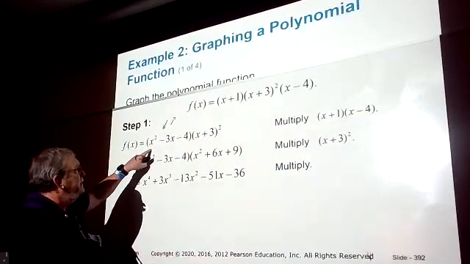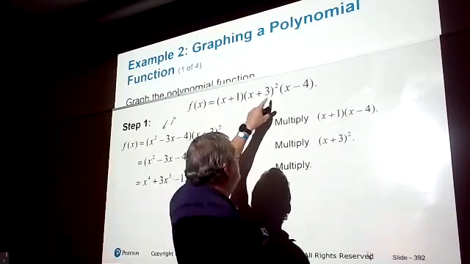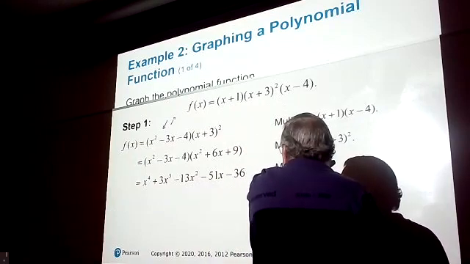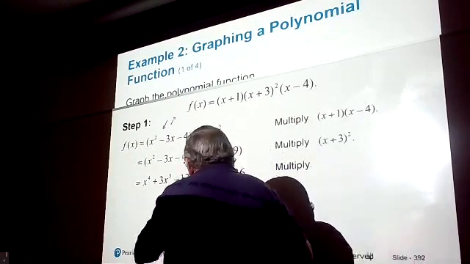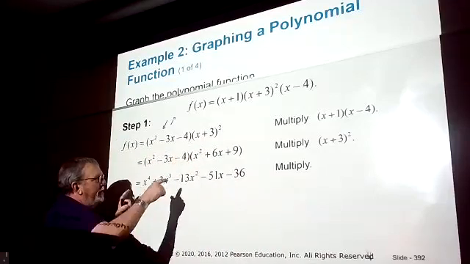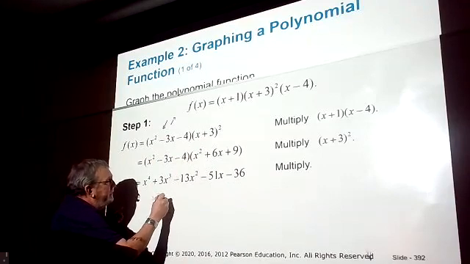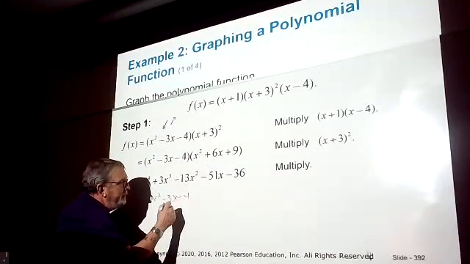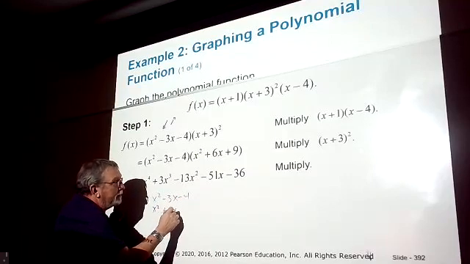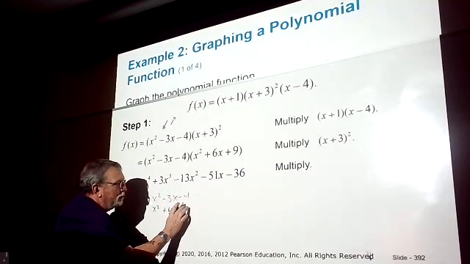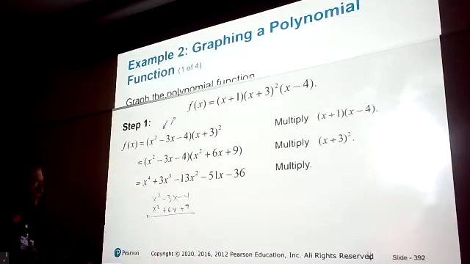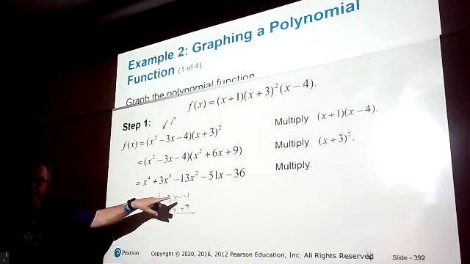So they multiplied the x plus 4 times the x minus 4, and then they squared x plus 3, and then they multiplied the 2 together. Now, you can do the arrow method there, or you could do what I do to multiply these 2 quadratics together, and that's using a form of vertical multiplying.